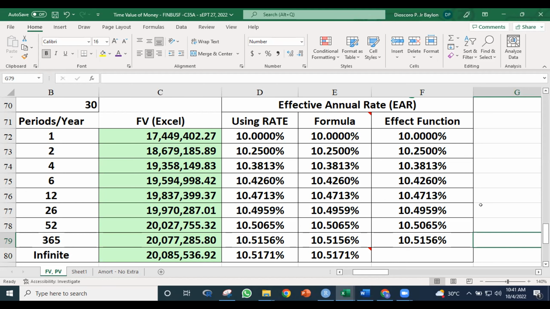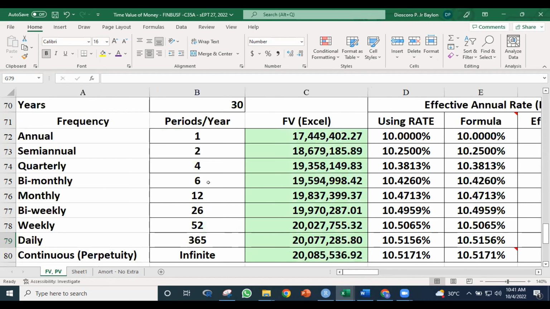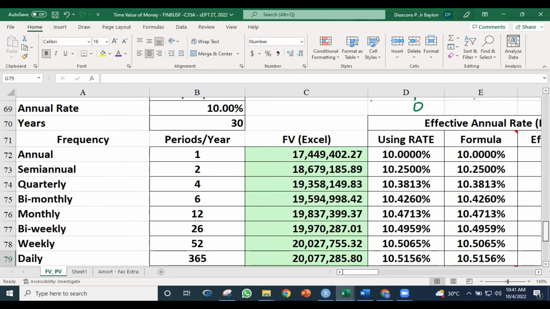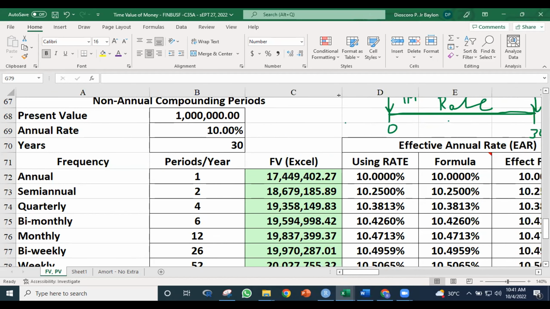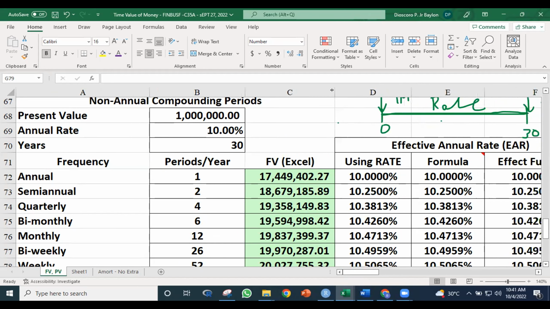Okay, once again, guys, just to recapitulate, when you have compounding other than annual, which means it can be semi-annual, quarterly, etc., then your future value will be bigger, of course, because you're computing more than once per year. But take note, the rate per period will be the annual rate divided by the periods per year. So if it's semi-annual, the rate that you're using is 10% divided by 2. Not 20, not 10%.